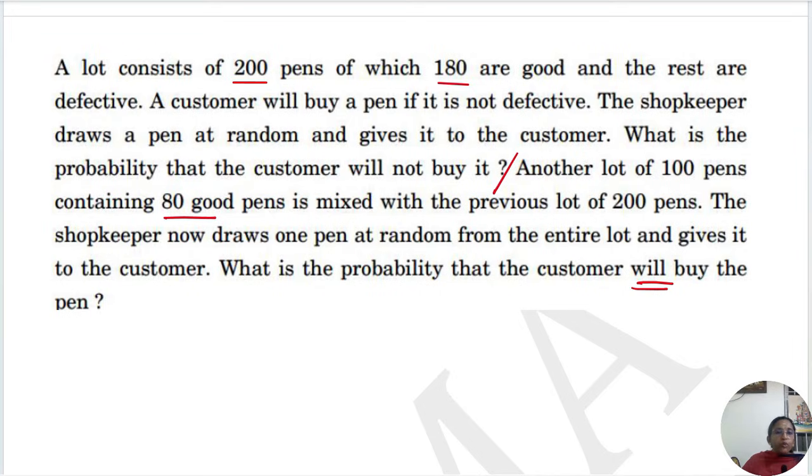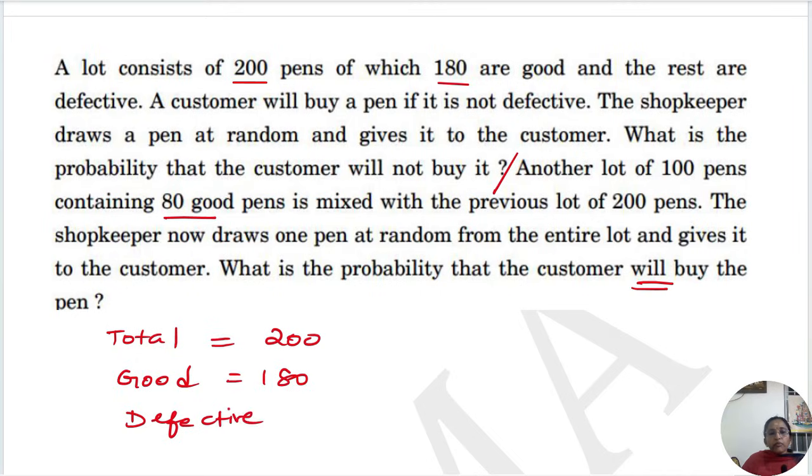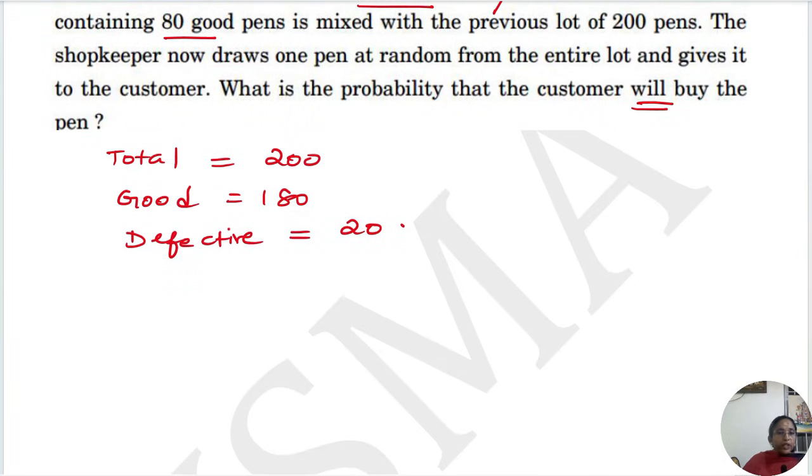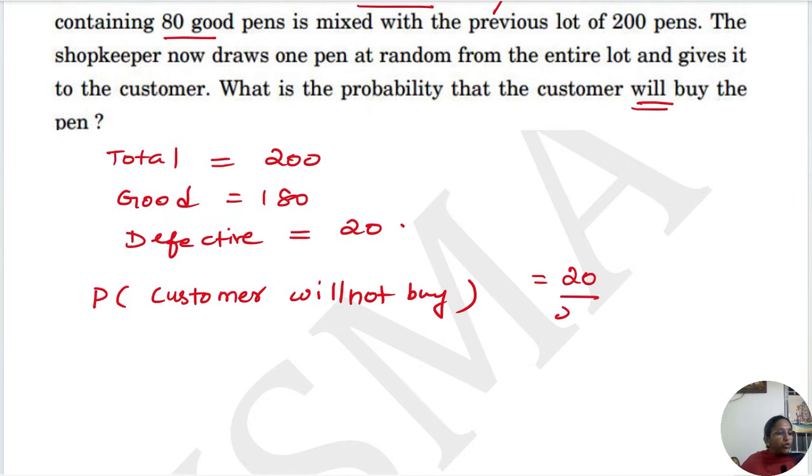So what is our total now? Initially the total number of pens is 200, and out of that the number of good pens is 180 and defective pens are 200 minus 180, so 20. For the first part, the question is the probability that the customer will not buy. The customer will not buy in the sense of getting a defective pen. So the probability that the customer will not buy: 20 are defective, the total is 200, so on reduction this is 1 by 10.